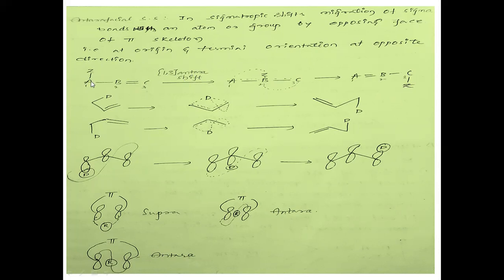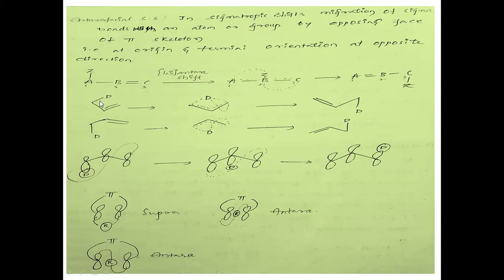The notation is the same, 1 and 3: a 1,3 sigmatropic shift. Since the atom or group is changing its phase of orientation from origin to terminus, we call it an antarafacial shift. So this is a 1,3 antarafacial Z shift, since the Z atom is migrating in this case. It may be an atom or group. Now, let us take the previous examples for explaining this antarafacial sigmatropic shift.